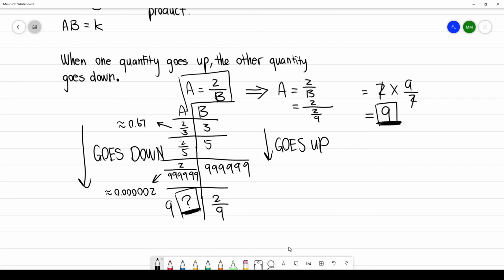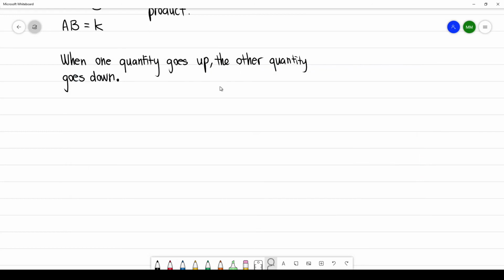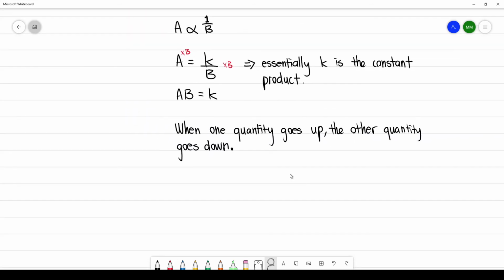Well, I'll clean this up later. I'll still keep the notes later, but right now I'll get rid of it.